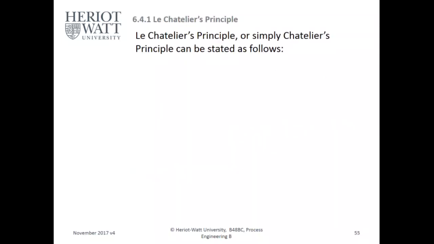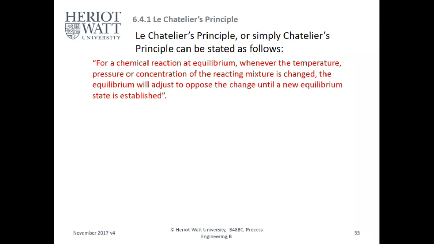Le Chatelier's principle can be stated as follows. For a chemical reaction at equilibrium, whenever the temperature, pressure, or concentration of the reacting mixture is changed, the equilibrium will adjust to oppose the change until a new equilibrium state is established. That basically means if you have too much of one component on the reactant side, your reaction will proceed until there are more products. If you have too many products, your reaction will slow down until everything's balanced.